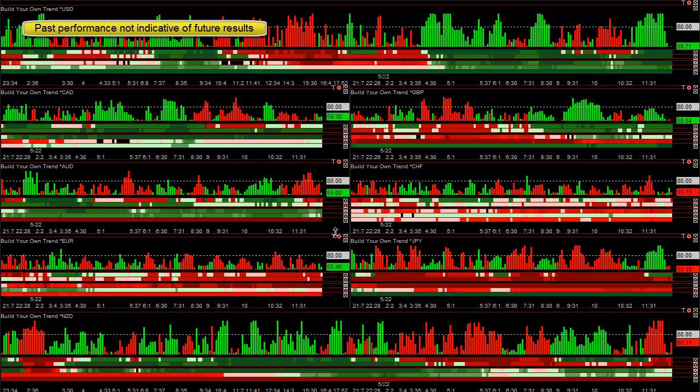This is our best currency meter. It's called the Build Your Own Trend Range Bar Currency Meter. When the markets are moving a lot, there's more bars, and when it's not moving that much, because it uses a range bar, there's not that many bars, and it lets you see the intensity. Green is when the trend is up, and red is when it's down.